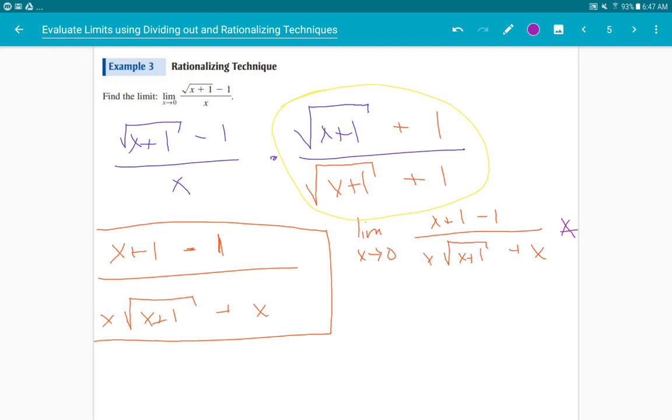Okay, so here we're going to get 0 plus 1 minus 1 over 0 times the square root of 0 plus 1 plus 0. Okay. Notice that we're still getting 0 over 0.